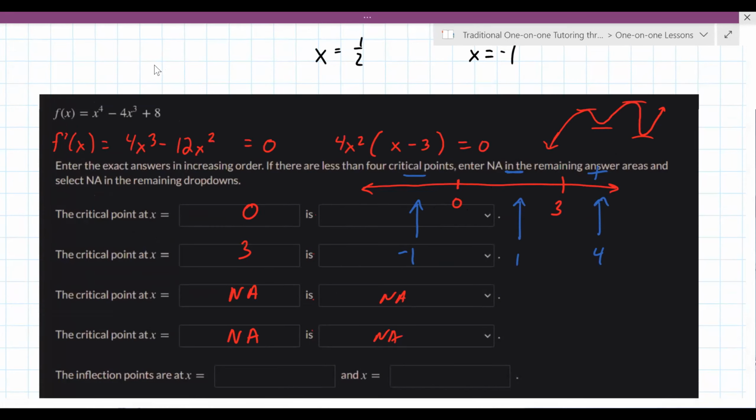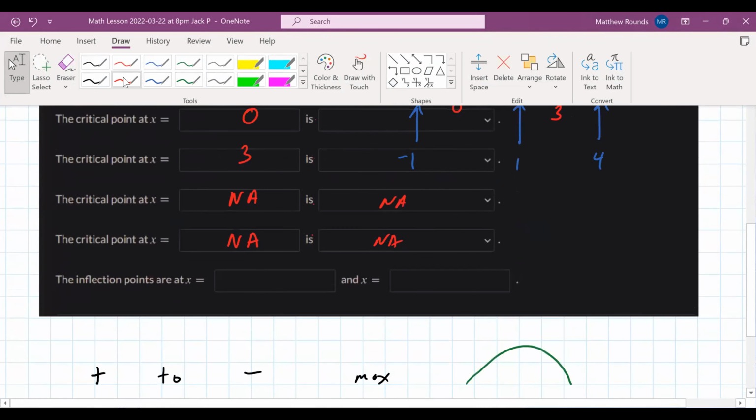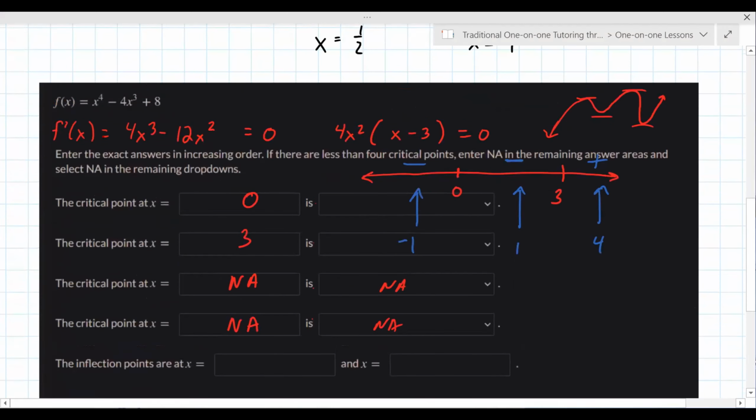All right. And then for inflection points, I don't really understand what those are. How do they work? So we've got the first derivative up here, and we've got to take a second derivative. I'm sorry, this is kind of all over the place, but I'm going to put the second derivative down here on the right. So you take a derivative of the derivative. That's 12x squared minus 24x.